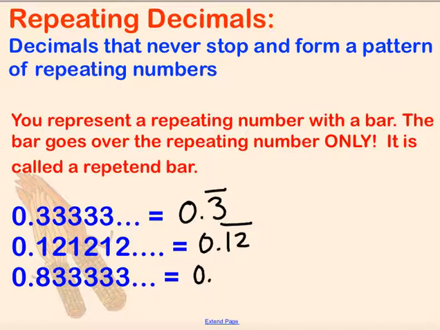Whereas this next one, 0.83333 forever, we would only put the repetend bar over the last number, that 3, showing that the 8 doesn't repeat, only the 3 does.